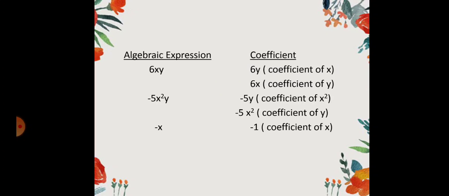In the same way, I have given minus 5x square y. Let us first try to find what is the coefficient of x square. What is the remaining thing which is given in the expression? Minus 5y. So the coefficient of x square is minus 5y, and the coefficient of y is minus 5x square.